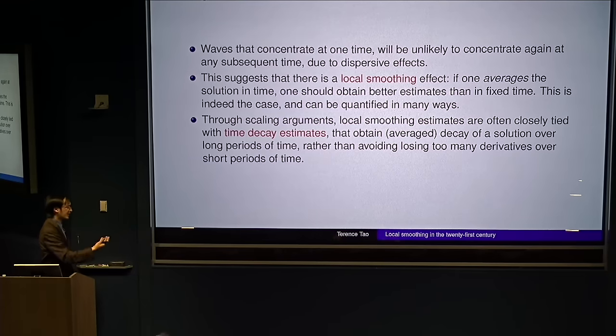If you actually want to analyze these equations, and particularly if you want to perturb them and analyze more complicated, like nonlinear versions of these equations, it's very important that you quantify precisely how much local smoothing you have. So it quantifies how much regularity you expect to lose at short times. And then by rescaling, it's very closely related to what are called time decay estimates. It's just how much decay can you have over long times. It's almost the same question.